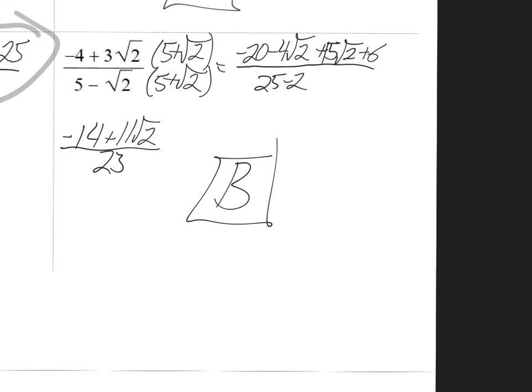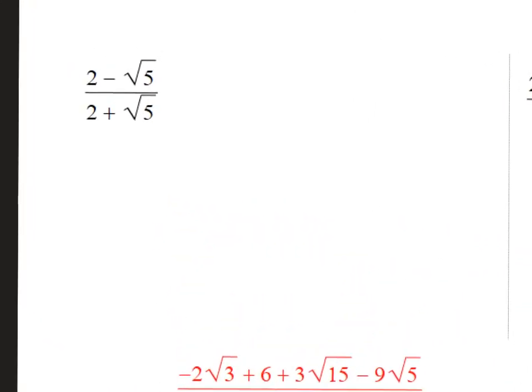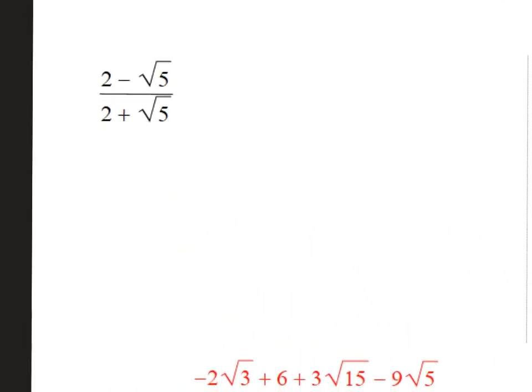Okay, so go ahead and try the next one. Okay, so you should have gotten answer B. Again, we multiplied everything together. That gave me this. And then I just simplified it down. So -20 plus 6 gave me -14. -4 plus 15 gave me positive 11 radical 2, all over 23. Okay, so let's go ahead and try the next one. We're so close to being done.